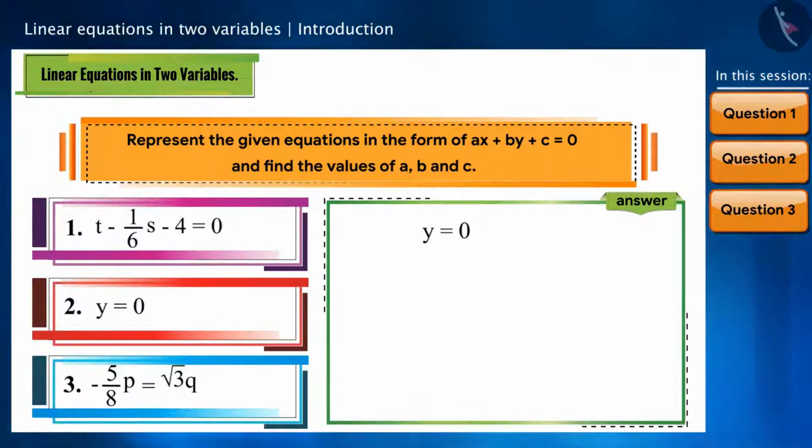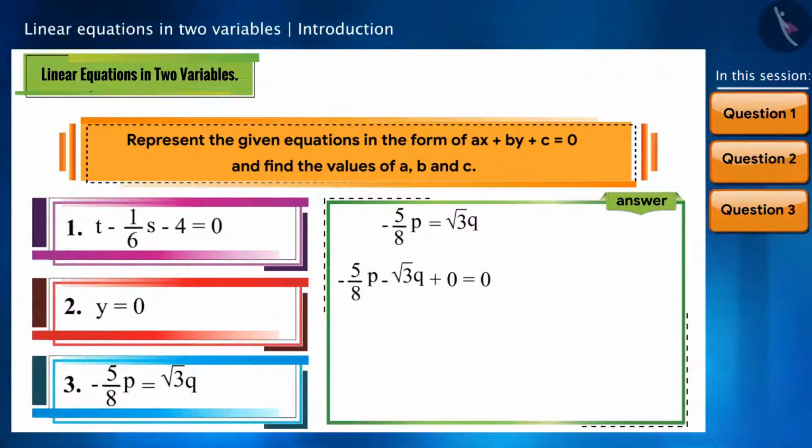In the second equation, there is only one variable. So, taking the second variable as 0, we will write it like this: 0x plus y plus 0 is equal to 0. Now, comparing it with the general form, we will get a is equal to 0, b is equal to 1, c is equal to 0. Similarly, we will see the third equation also very carefully and write it in the general form. And we will get a is equal to minus 5 by 8, b is equal to minus root 3 and c is equal to 0.